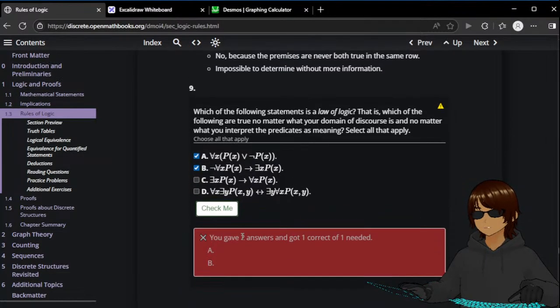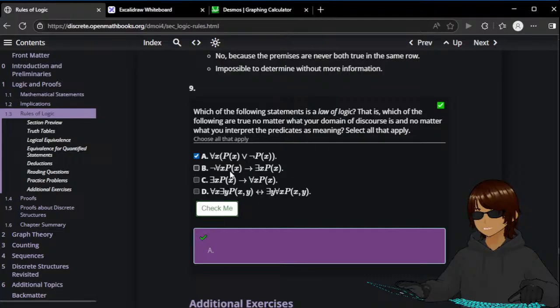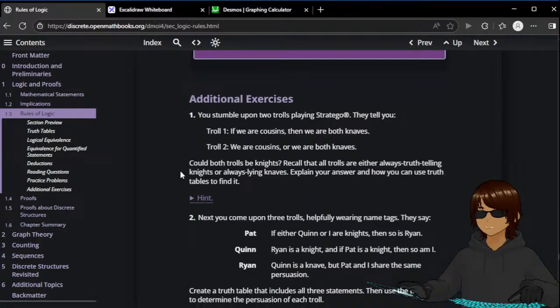Got two answers and got one correct of one needed. Why is this not correct? For all, it is not true that for all x. Oh, because it could be possible that for none of the x, px is true. Yeah, that makes sense.